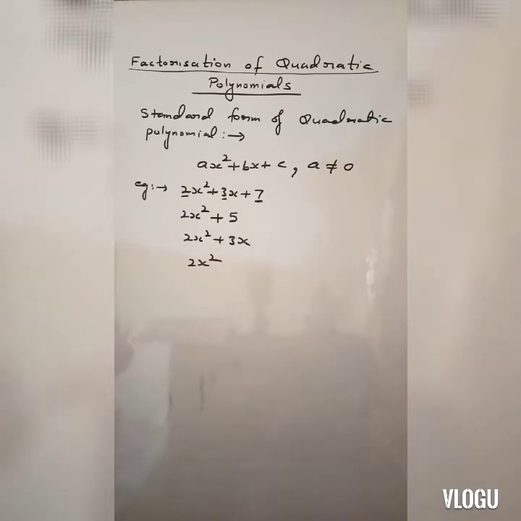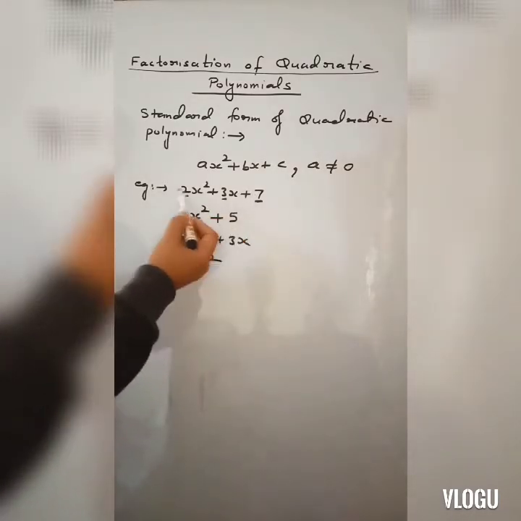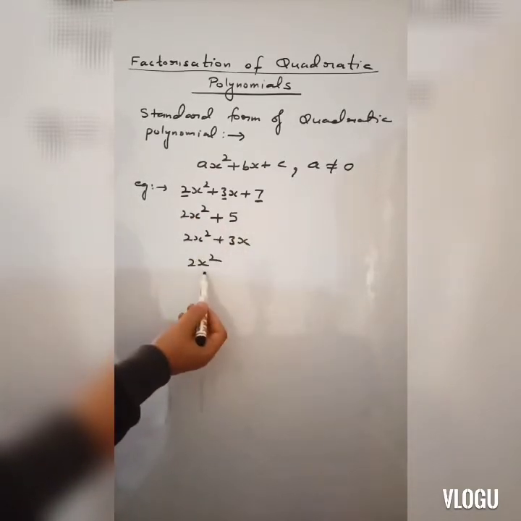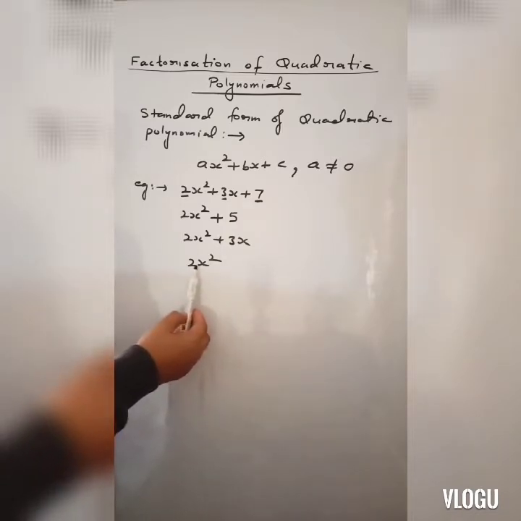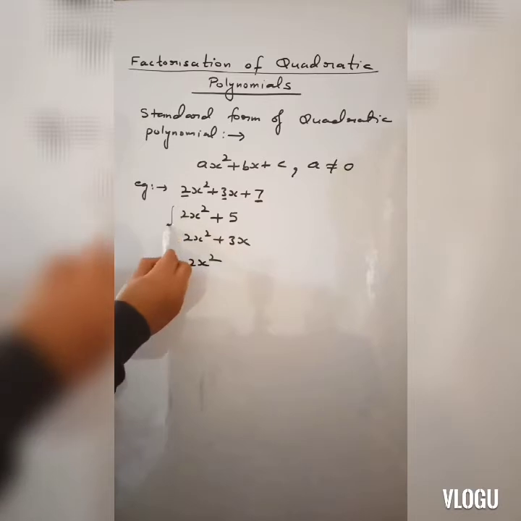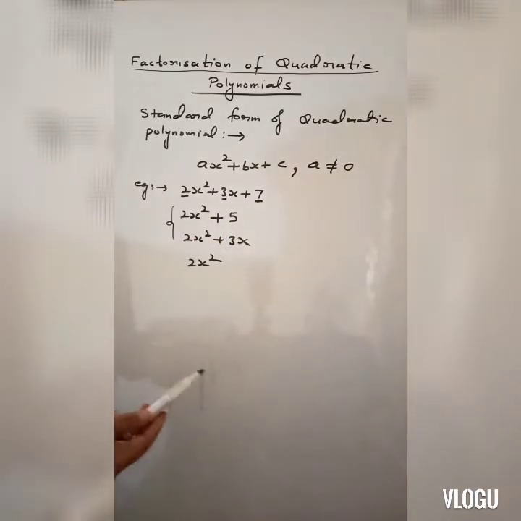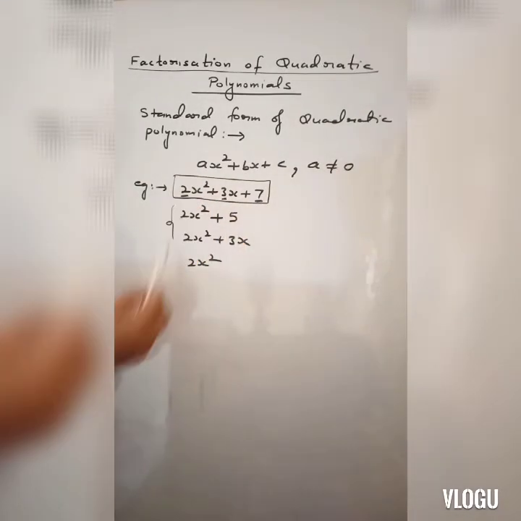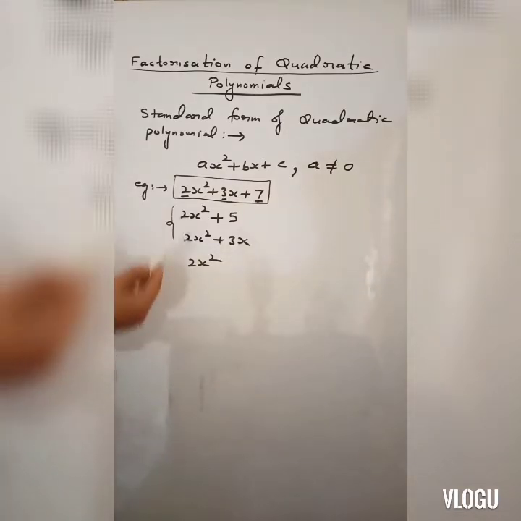You can see that the maximum number of terms in a quadratic polynomial is 3. An expression with one term is called a monomial, two terms is called a binomial, and three terms is called a trinomial, right? So we will start with the quadratic trinomial, and how to factorize it. Then we will see how to factorize quadratic binomials also.